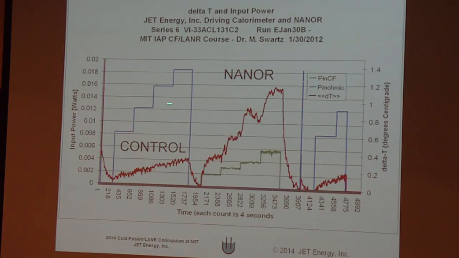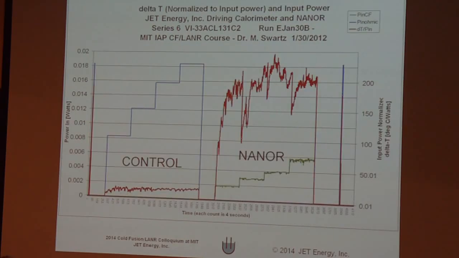Here's our input to the control. Here's our output. Here's our input to the nanor. Here's our output. If you want to see what the gain is, you've got to normalize it to input power so it becomes a straight line, and now we can take this ratio. See here, the lowest level is not the highest. It just depends where it turns out. If we were going to exploit this for an engine or for electricity production, then we would drive it here.